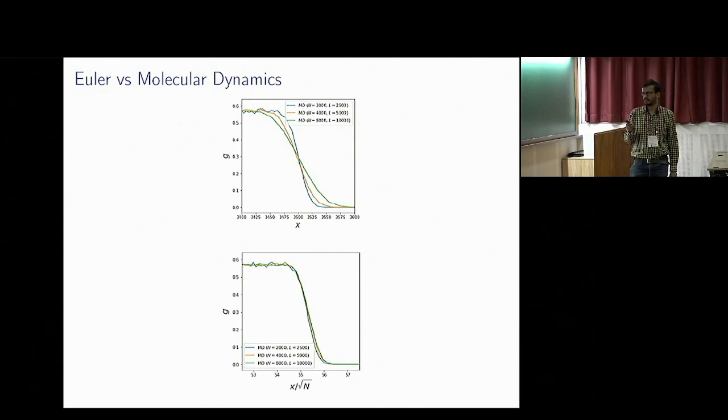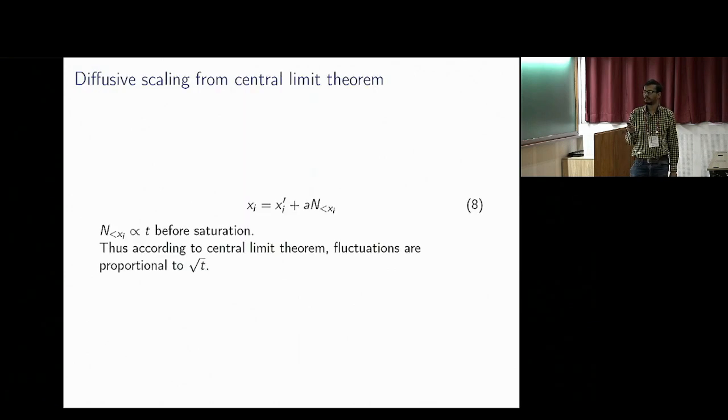And this diffusive scaling can be explained from the central limit theorem by using an old mapping between the hard rod gas and the point particle gas. This mapping is given by equation 8. Here n less than xi is the number of particles to the left of xi, and the primed variables are the point particle variables, and these are the hard rod variables.